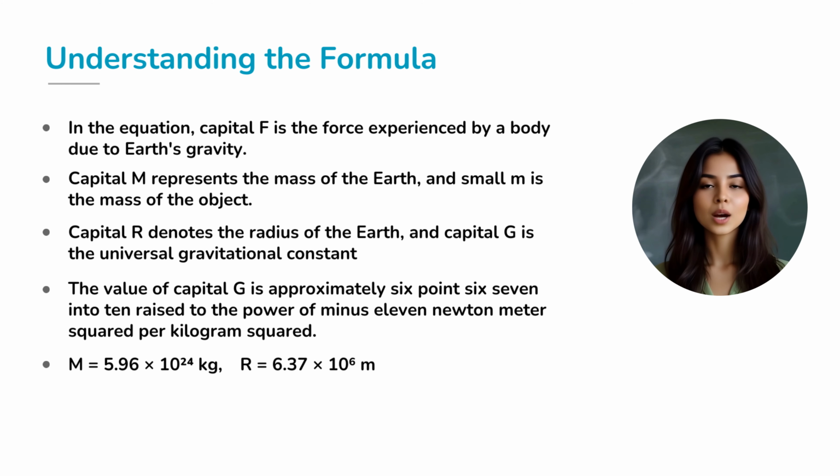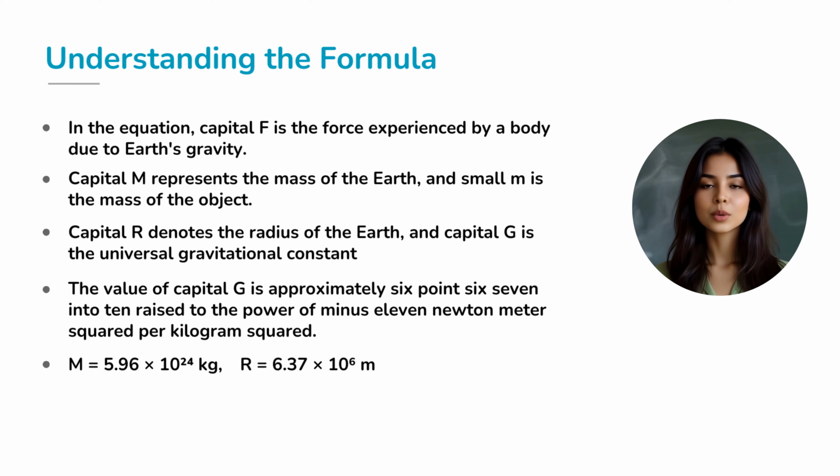Let's understand how we mathematically describe this force. The force due to gravity depends on four things: the mass of the object, the mass of the Earth, the distance between their centers, and a universal value called the gravitational constant. This gravitational constant is a fixed value that remains the same no matter where you are in the universe.